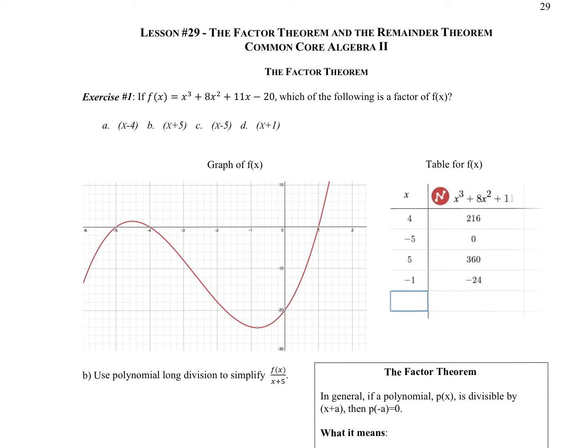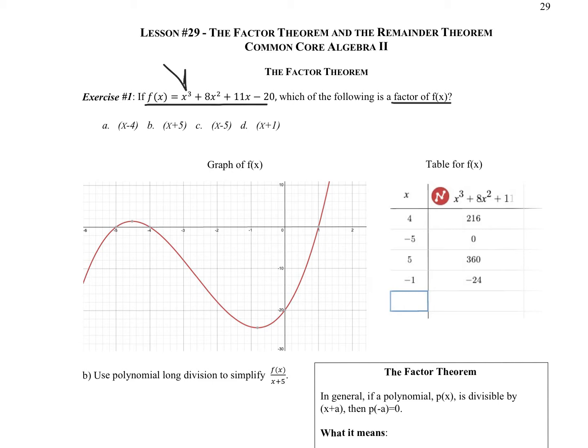This lesson covers the factor theorem and the remainder theorem. And we're going to start out just asking a question that we can pretty easily answer with a graph. So it says, if this is f of x, which of the following is a factor of f of x? So I have x minus 4, x plus 5, x minus 5, and x plus 1.